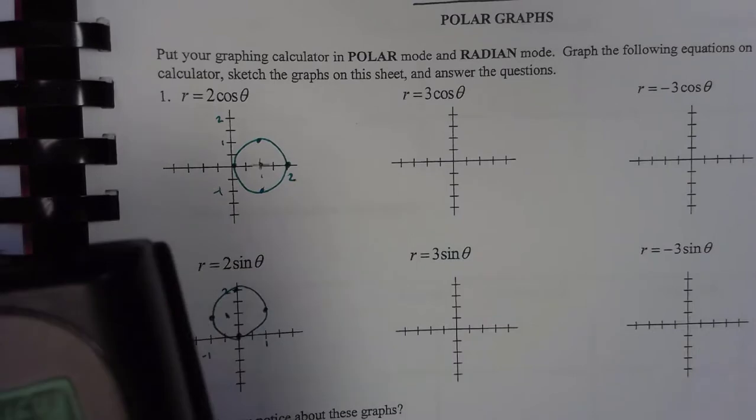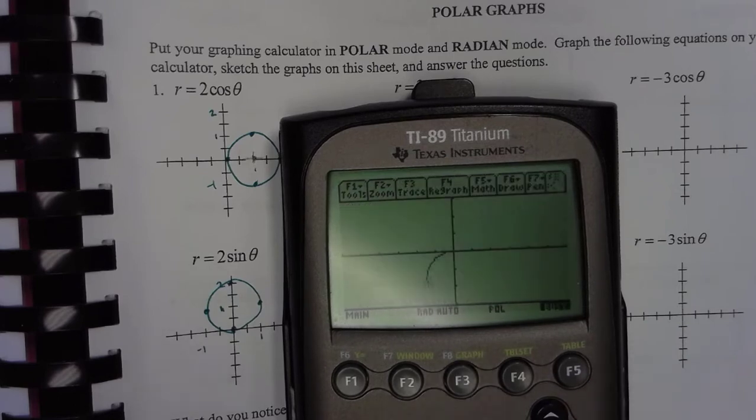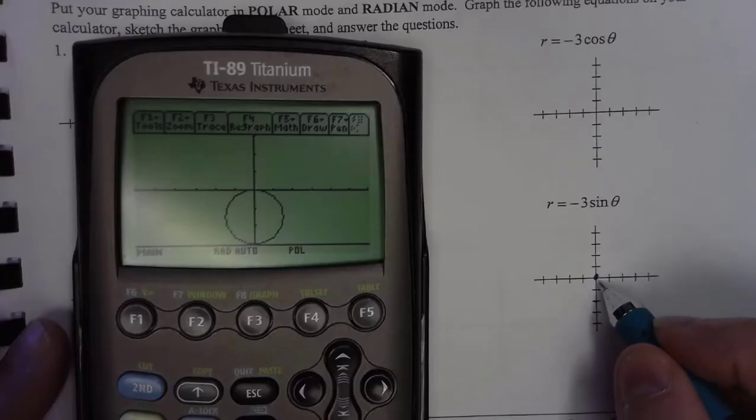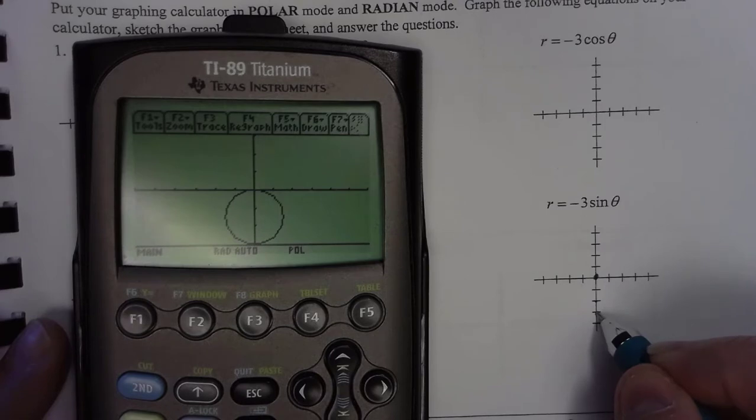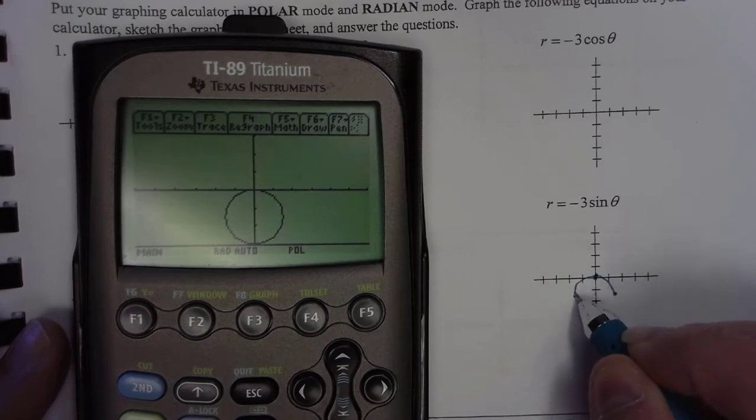So let's do another one. So let's look at -3 sine theta. Again, I want to confirm I'm on the path. I'm good. Okay. Oh, look at that. Diameter of 3. I'm going to go down here to 3. Okay. That means my diameter is 3. Here would be where my center is, and I want to go 1.5 this way and 1.5 this way to get a nice picture. But there it is.